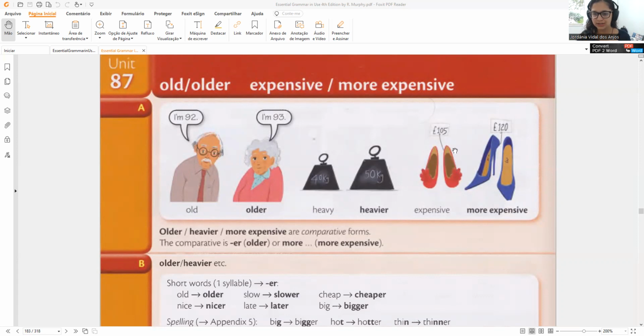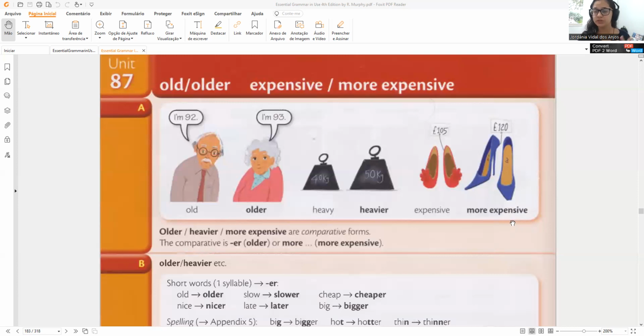These shoes are expensive, right? Expensive, because they cost 105 libras, right? Or dollars, let's say it that way. But this one costs 120, so it's more expensive. This one is not expensiver. No, it's more expensive. Não é expensiver. Because this adjective, porque esse adjetivo is long, is longer. Olha aí, é longer. É mais longo.